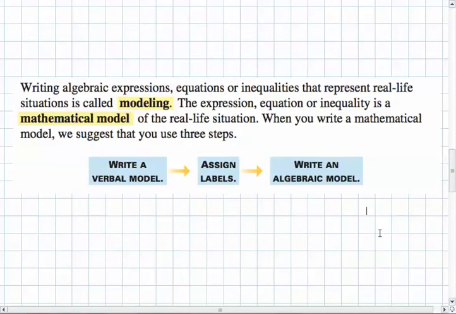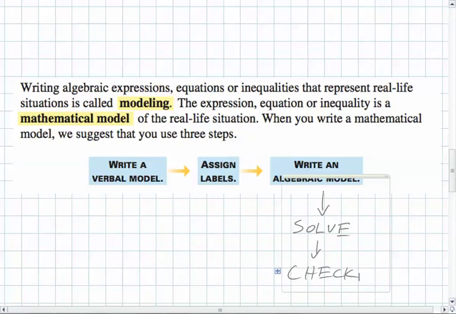What you're going to get good at is this process, where you're going to go from writing a verbal model to assigning labels, labeling variables, to writing an algebraic model, and then from there you are going to solve the algebraic model and then check your answer. The reason it's called modeling is because you're modeling a real-life expression. And remember, the expression can be an equation or an inequality, and what real life is can be open to debate, but in general it should be something that's applicable to something that you might see outside of the classroom.